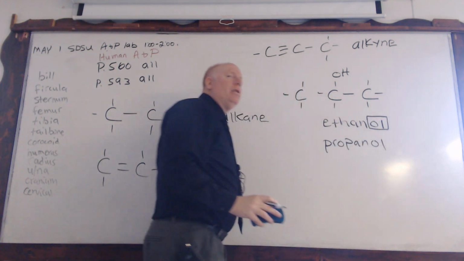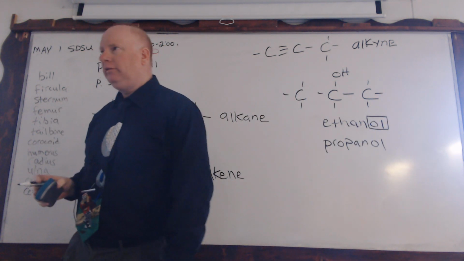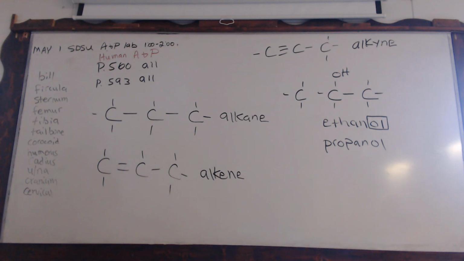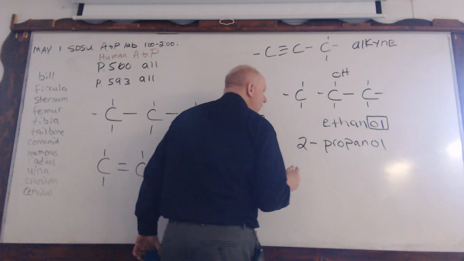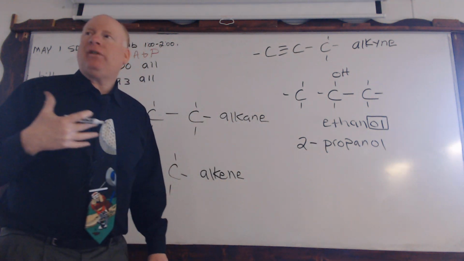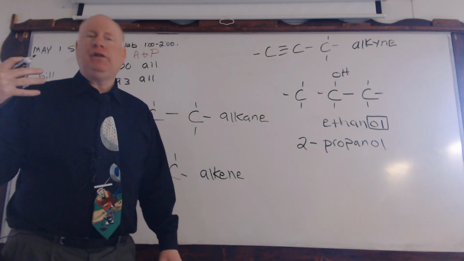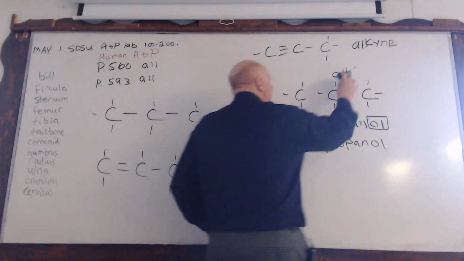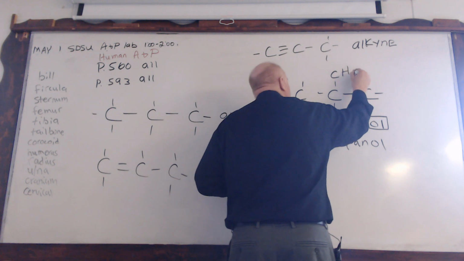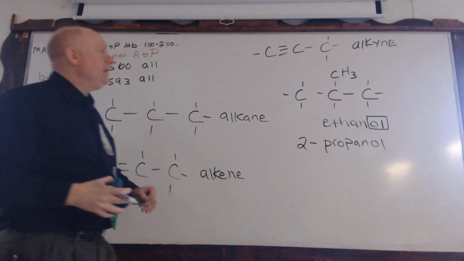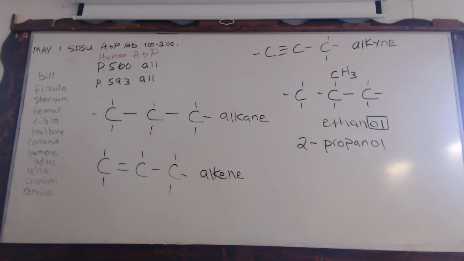So let's go back down to this. Now this is still propanol, but where is that organic family located? It's on the second one. Okay? This would be 2-propanol. Okay? So the same thing happens if you do this. This is based on prior knowledge. Okay? What is that called?